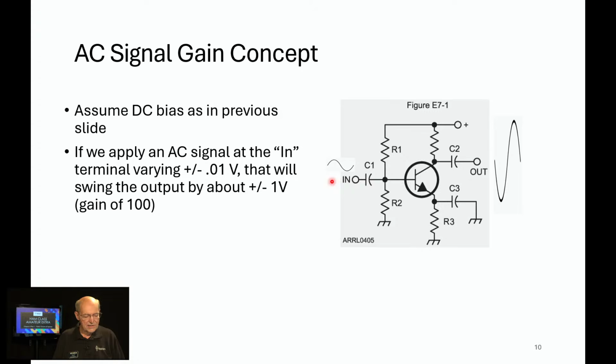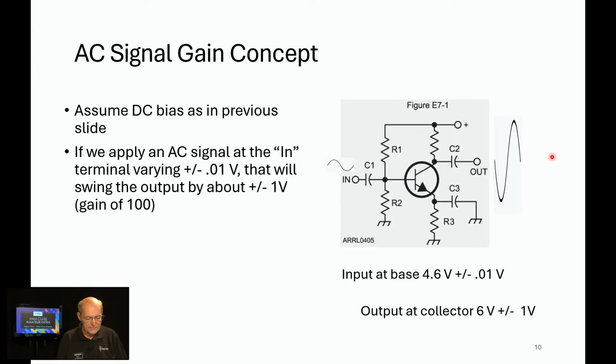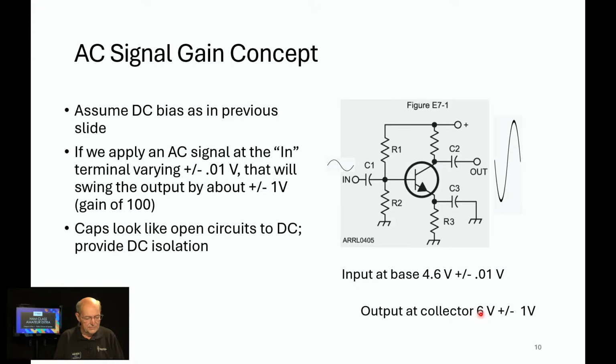Another interesting fact about this type of amplifier is that it is an inverting amplifier. As the signal goes positive on the input, it's going to swing negative on the output. This is the characteristic of the common emitter. Okay, and here we're showing how those voltages are swinging on the input and the output. And as I mentioned, the capacitors look like open circuits to DC. They provide DC isolation to the stages before and after.